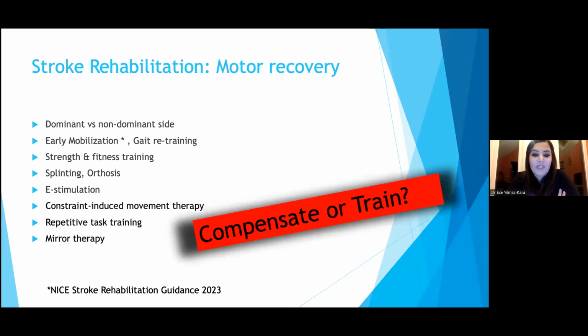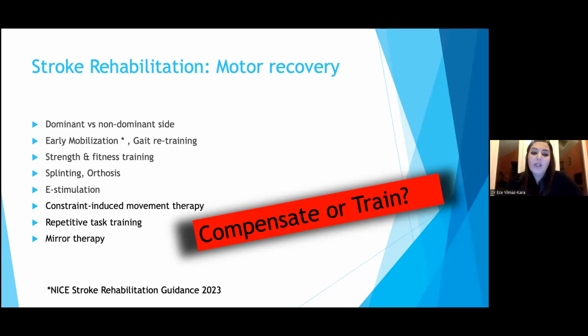There's this million-dollar question about, do we compensate or train? What I mean by that is, if I am dealing with a patient who has left-sided weakness, do I train the left side? Do I try to improve the functioning, the presentation, the tone in the left side? Or do I compensate for the weakness in the left and train the right side? Or do I do both?